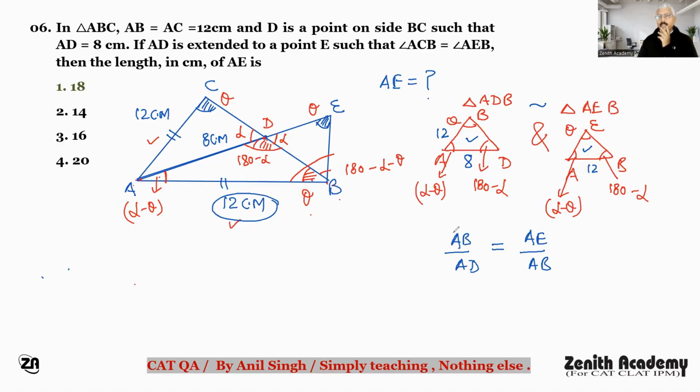So here AB is 12, AD is 8, and here AE and AB of triangle AEB is also 12. So 4 2s are 8, 3s are 6, so AE is 6 into 3, 18. And you have to find AE. So AE is 18. This is our answer.